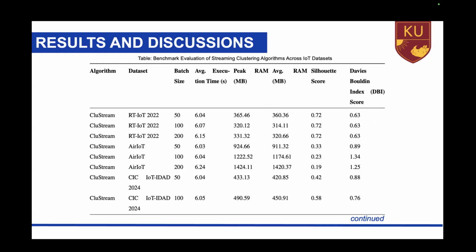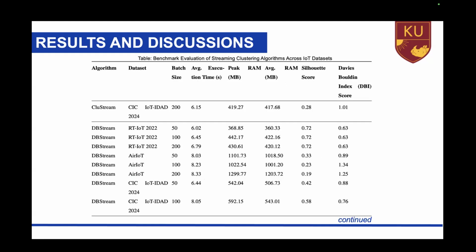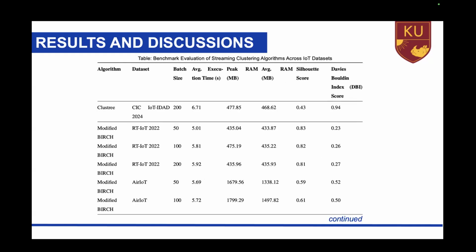But before discussing the results, let me tell you, a batch of 50 doesn't mean 50 samples. A batch of 50 means 50 data points at one go. Since it was a real-time streaming technique, we streamed 50 data points in a single stream. Again, in the next iteration we streamed 100 data points at one go, then 200 data points at one go. Similarly, we did the same thing with ClusteringTree, DBstream, and the modified real-time batch.